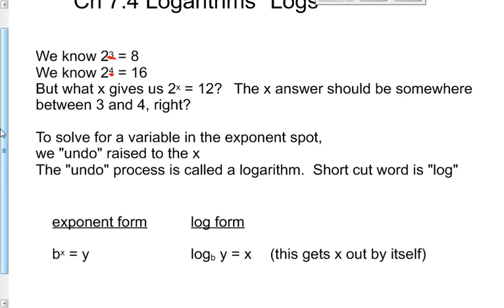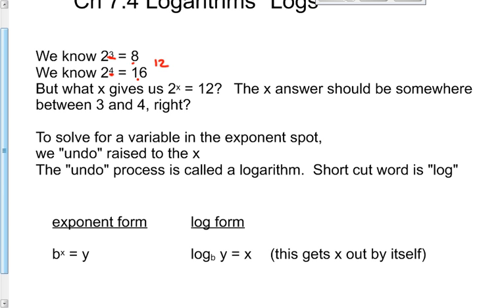It's probably going to be between 3 and 4. Well, how come? Because 2 to the third is 8, 2 to the fourth is 16. I'm looking for 12. 12 is in between 8 and 16. That means my power should be someplace between 3 and 4. So how do I try to solve for that variable up in that exponent position?